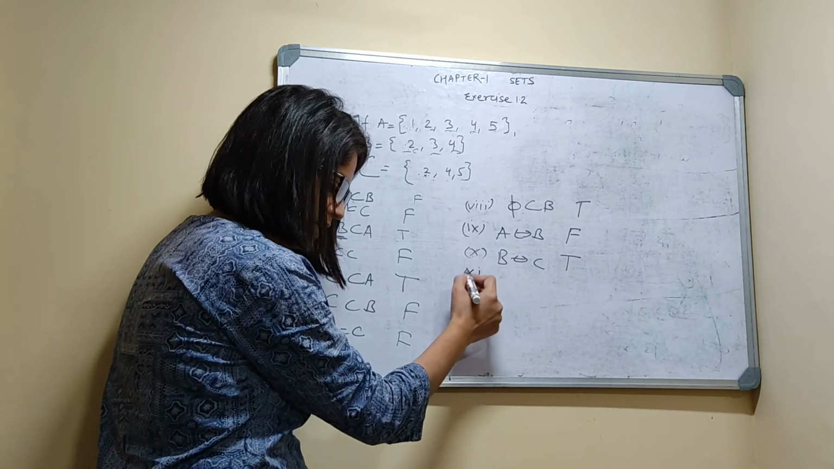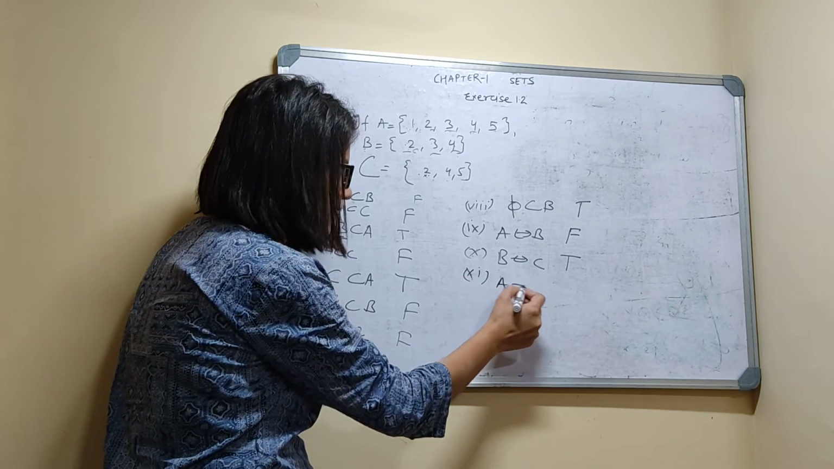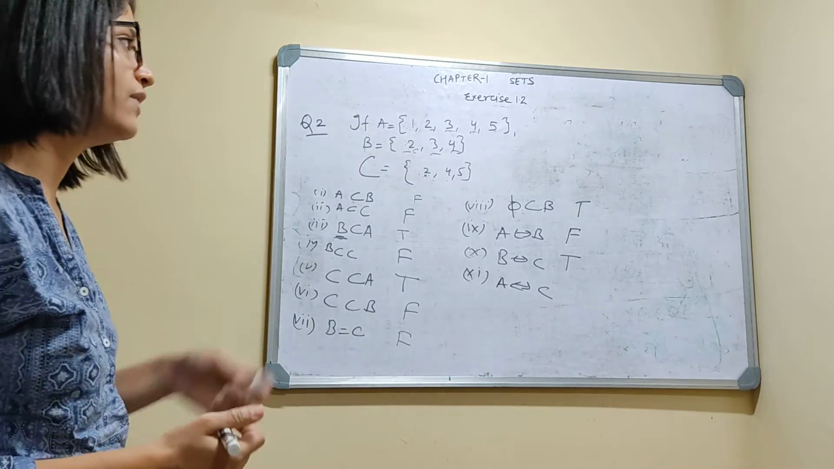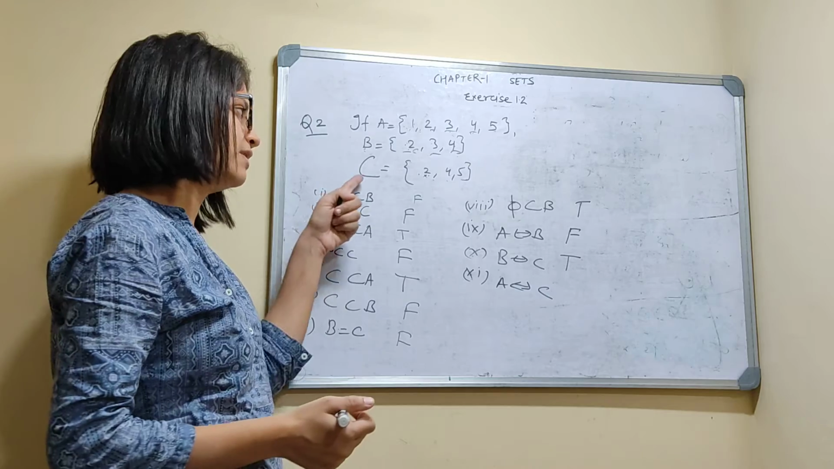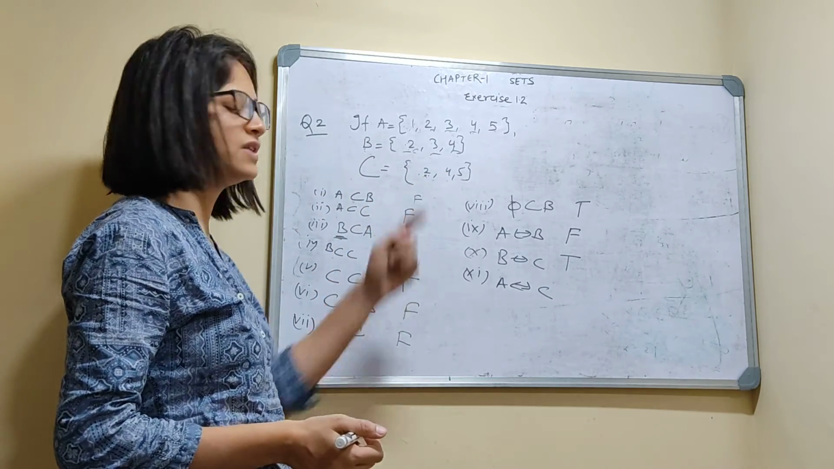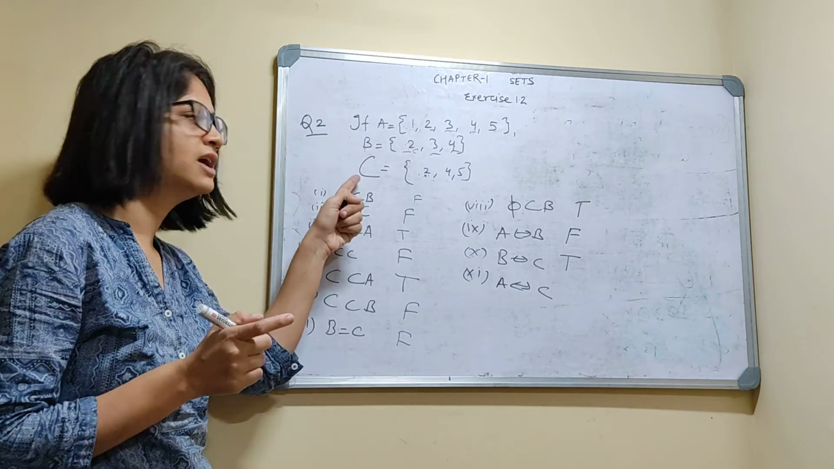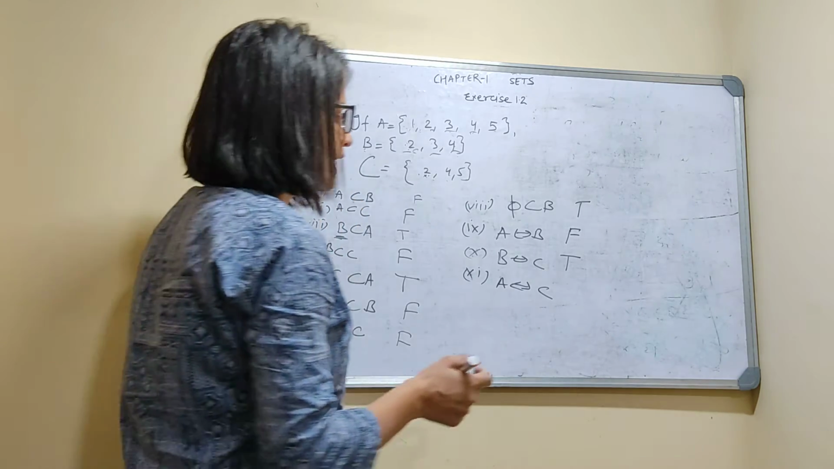Now question number 11th. A is equivalent to C. Can you see A? It is {1, 2, 3, 4, 5}. 5 elements are present, and in C only 3 elements are present. The cardinal number of set A and the cardinal number of set C are not equal. That's why they are not equivalent.